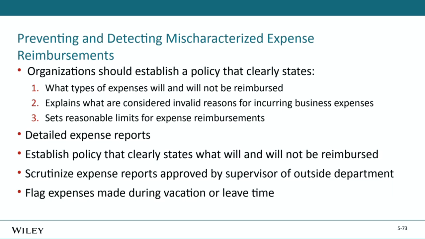How do you prevent and detect mischaracterized expense reimbursement? Organizations should establish a policy that clearly states what types of expenses will and will not be reimbursed. Explain what are considered invalid reasons for incurring business expenses, and then set reasonable limits for those reimbursements. You should have a detailed expense report. Establish a policy that clearly states what will and will not be reimbursed. Scrutinize expense reports approved by a supervisor outside your department.